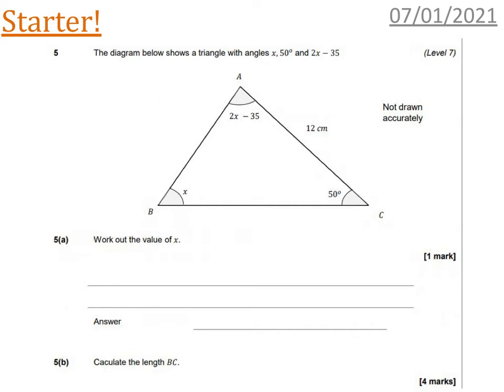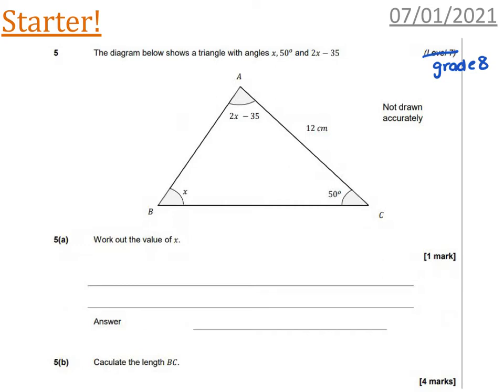Up here it says it is a level 7 question. I think that that is a lie. I would say this is a grade 8 question. There's a lot of things happening in this question. The diagram below shows a triangle with angles x, 50 degrees, and 2x minus 35. Work out the value of x.